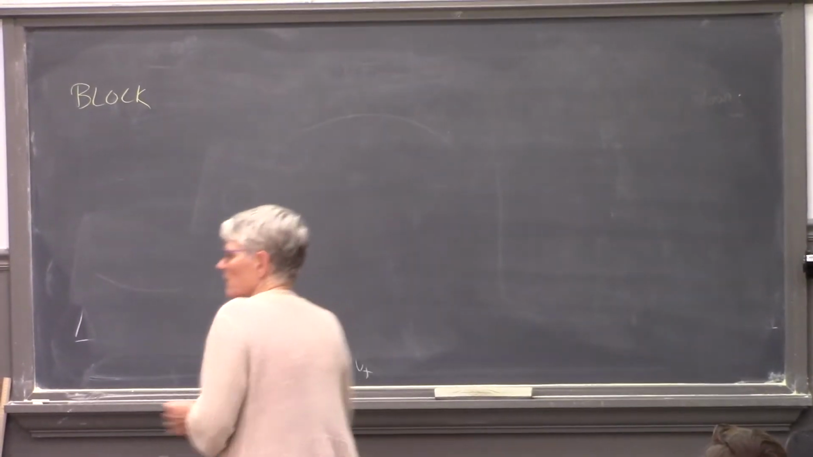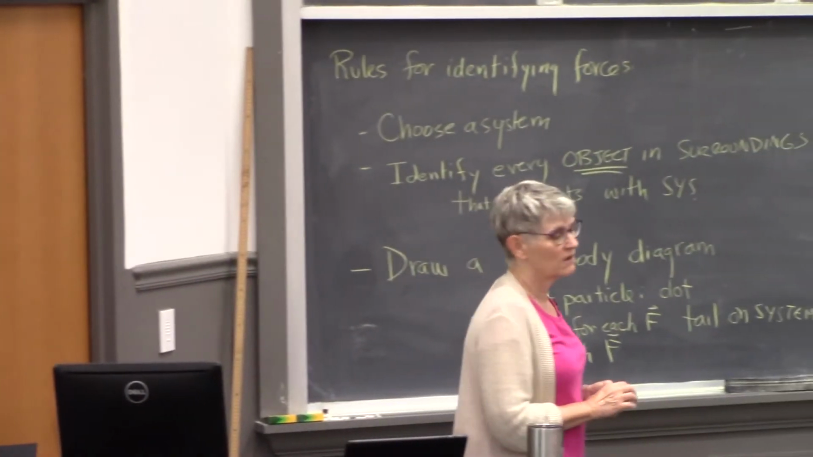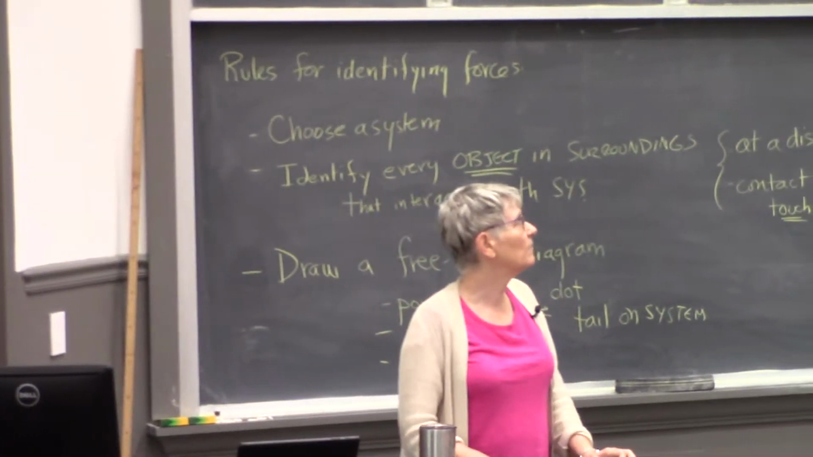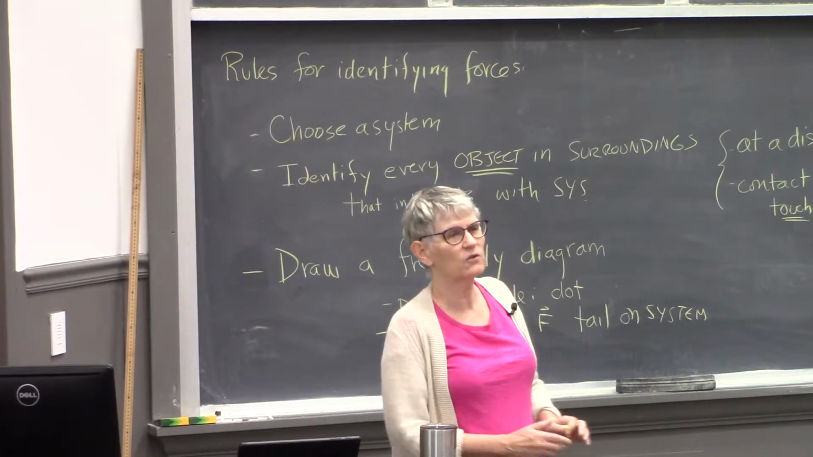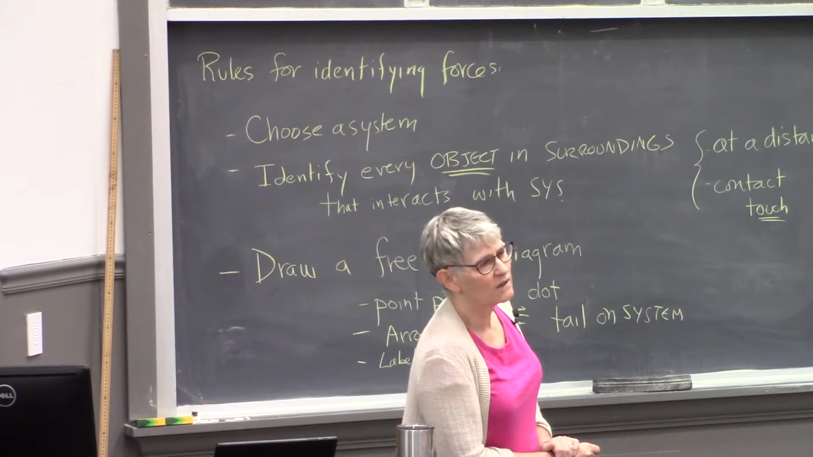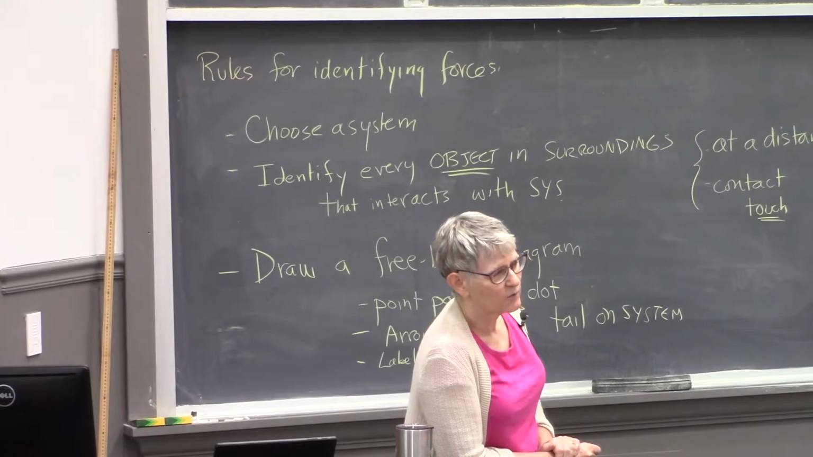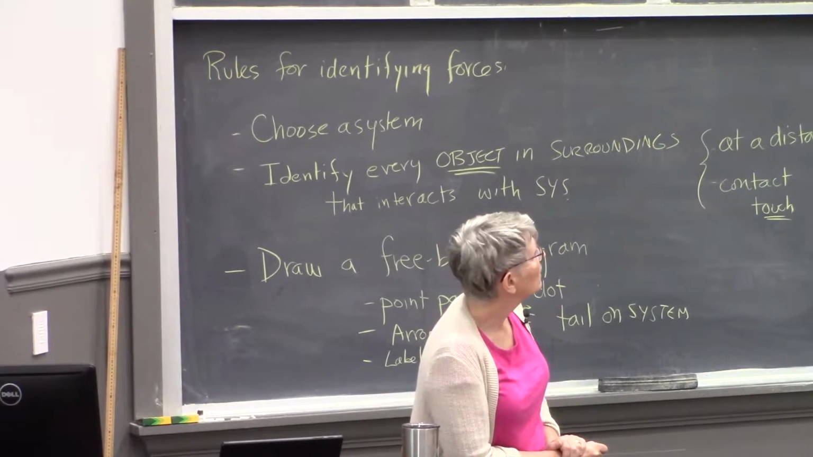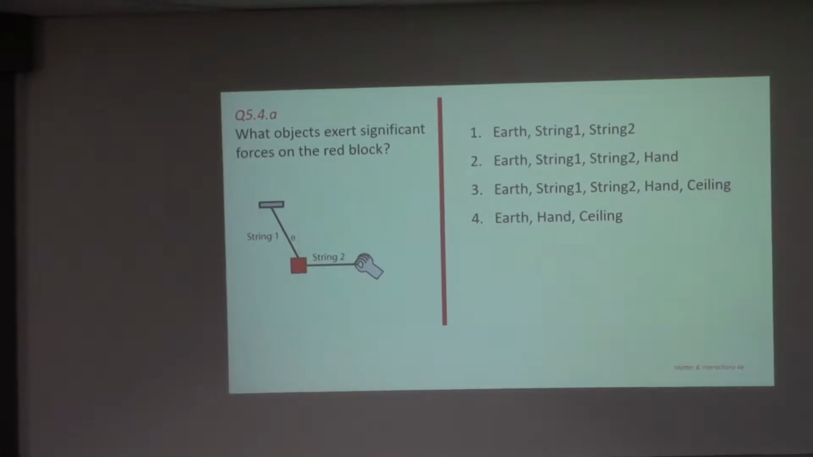So we're going to choose the block as the system. So here's our first task. We're going to identify objects in the surroundings that exert significant forces on the red block. So we have several choices. The earth, string 1 and string 2. There's also the hand. There's also the ceiling. Okay, think about it for a minute. Talk to the person next to you, because you all need to wake up, and decide which of those lists of objects is the one that agrees with our rules here.